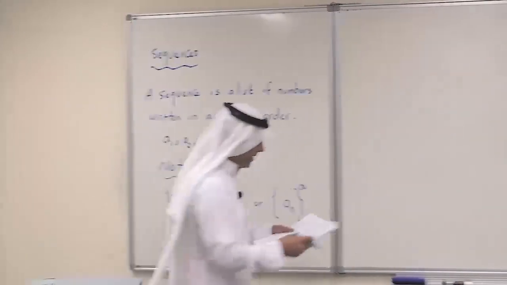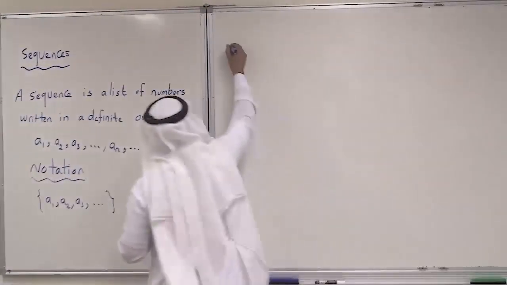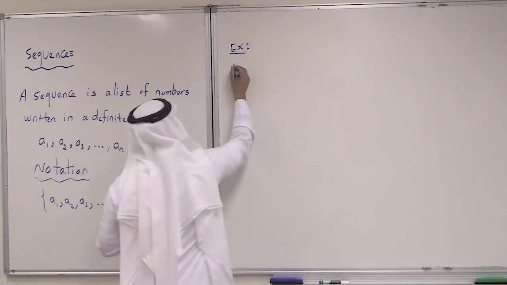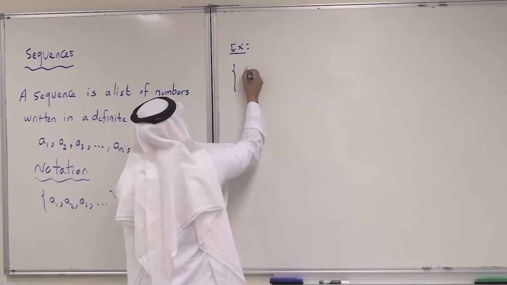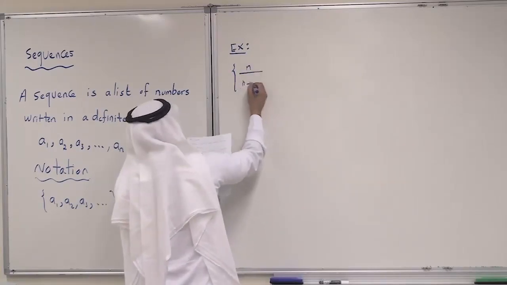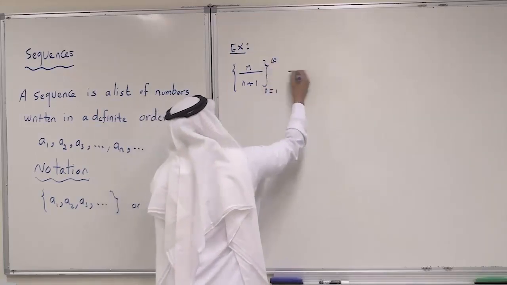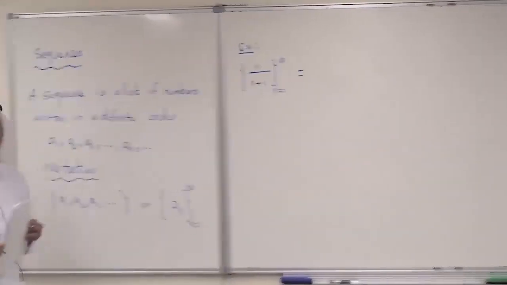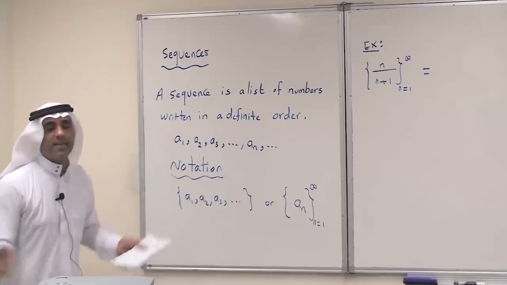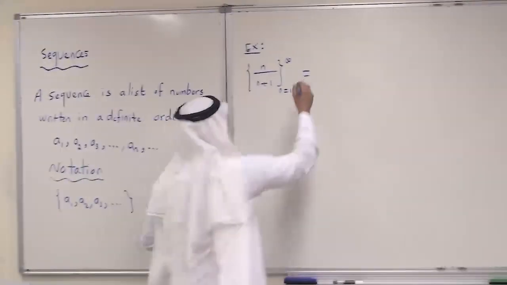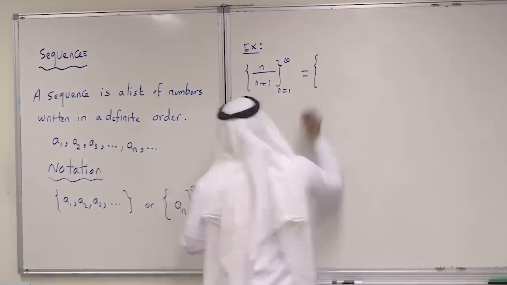To take an example of this, assume we have the following example about the notation here. Assume we are given that the sequence is given by n over n plus 1, and this is from n equal to 1 up to infinity. Now, can we find some few terms of the sequence? The first, let us say, 3 terms or 4 terms of the sequence. How to find the first few readings of the sequence?